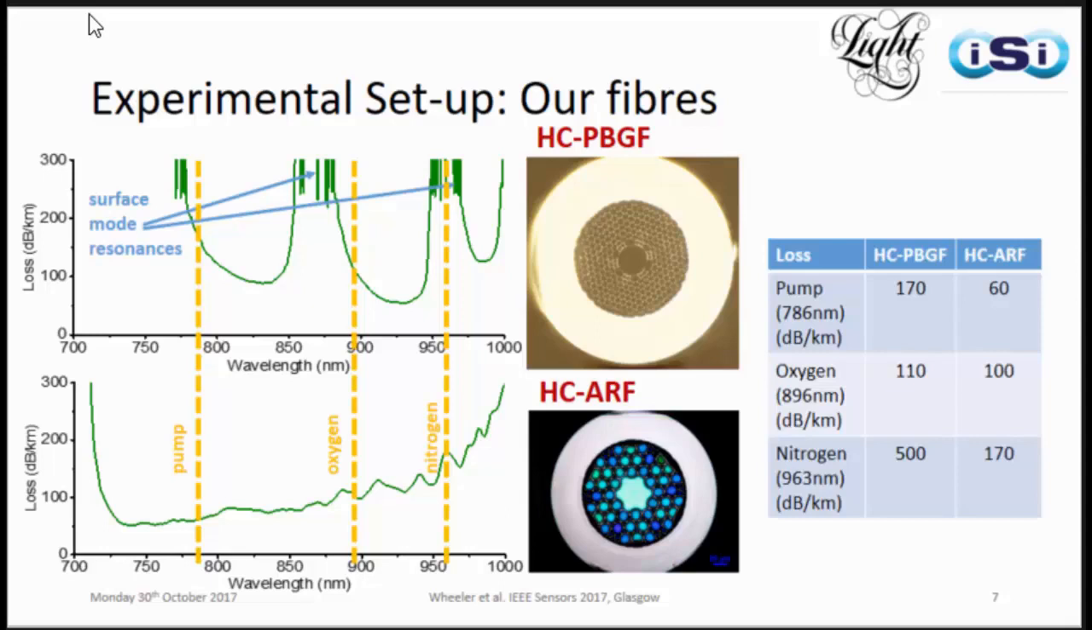And this table just shows a comparison of the loss of the two different types of fibre at those key wavelengths. So what we can see is that the anti-resonant fibre has lower loss at all these wavelengths. For oxygen, it's actually quite similar loss. For nitrogen, it's significantly lower loss.